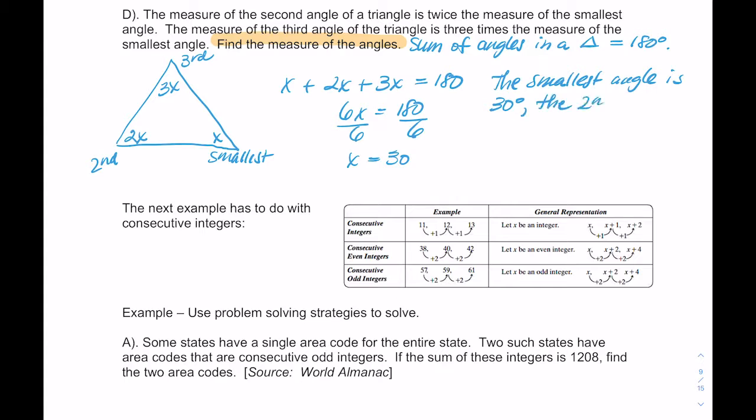The second angle is twice the smallest. So 2 times 30 would be 60. And the third angle is 3 times the smallest, or 3 times 30, which is 90. And if I was to add those 3 angles, 30 plus 60 plus 90, you would get 180 degrees.